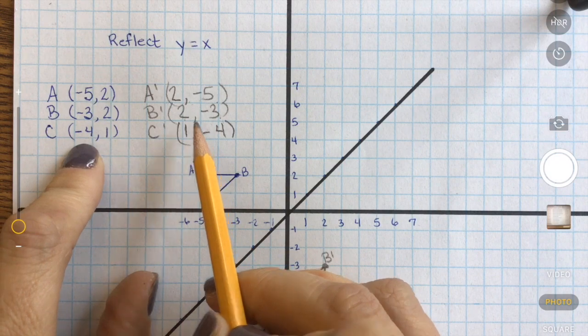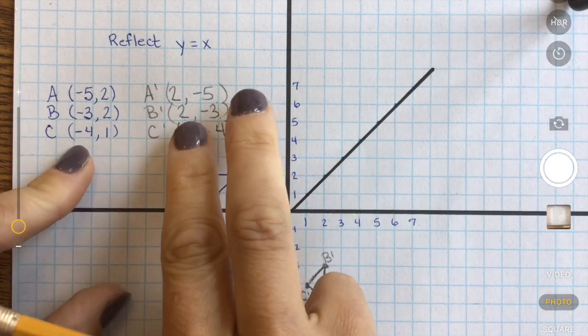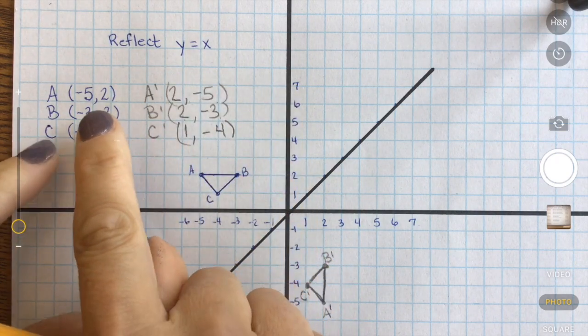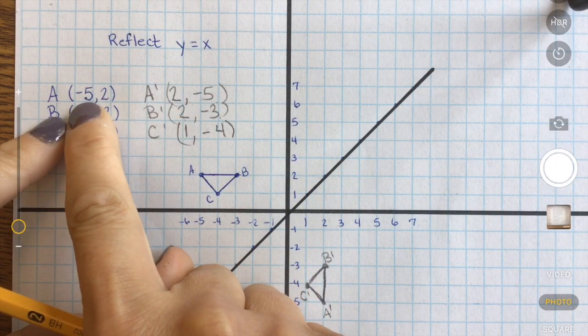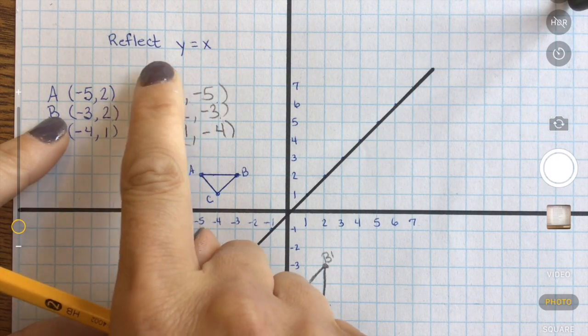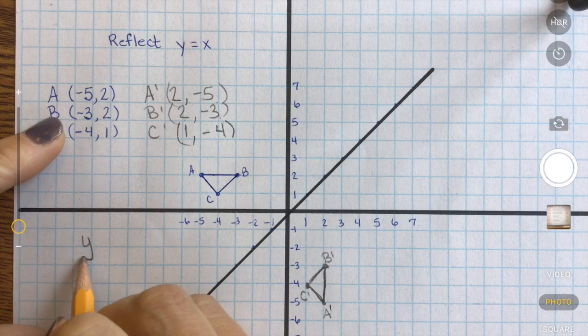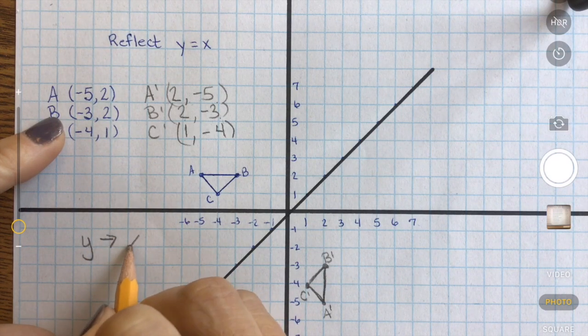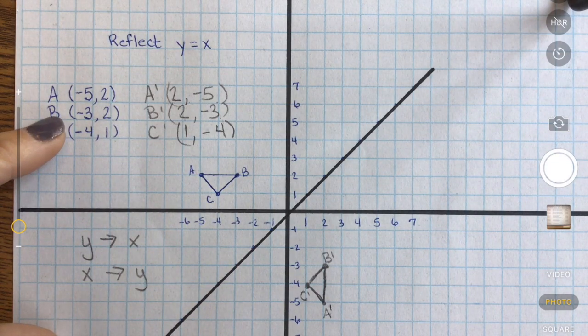And the same thing here. They literally have flipped positions. We literally just take and flip their spots. So Y is now X, and X is now Y. So they flip positions. So Y goes to X, and X turns into Y in the new situation.